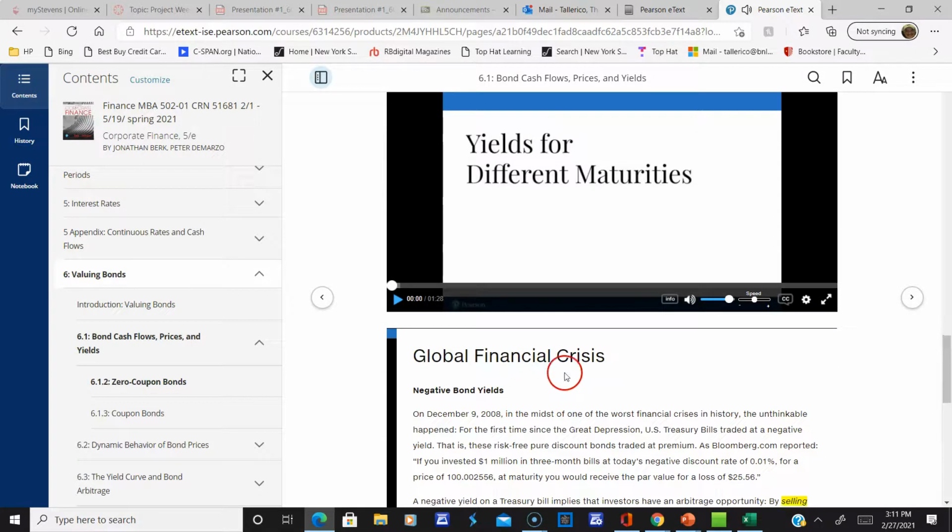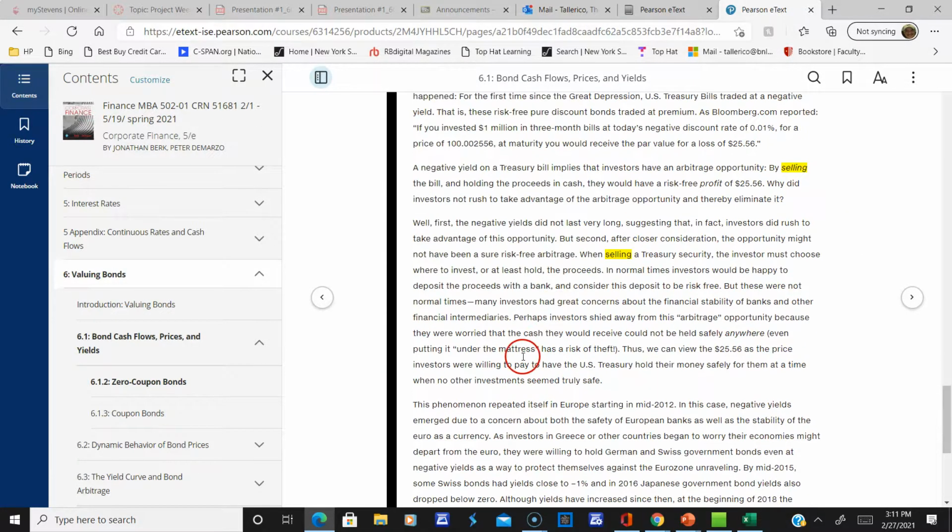All right, so that's that. You can read up on the global financial crisis. I'm almost up to 15 minutes, and I think it doesn't like me to go over 15 minutes, so I'll make a second part.